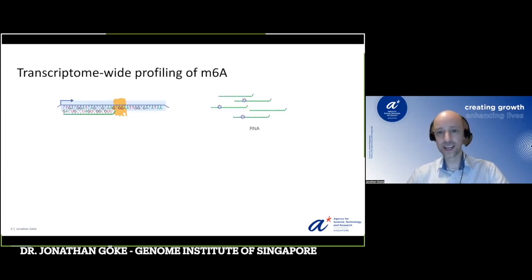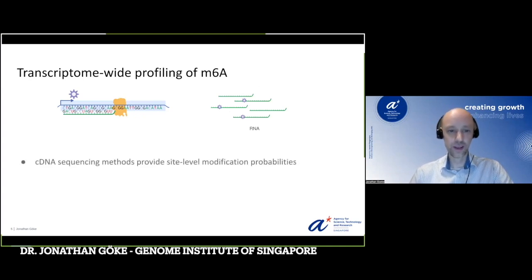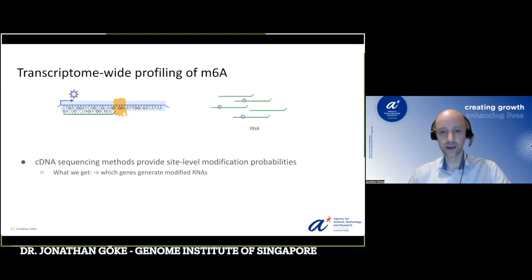And one way this could be done is, one way or another, we try to identify the RNAs that have this modification, what you can see here on the right. If we use short-read cDNA sequencing, we try to identify those parts of the RNA, map that back to the genome, and then we can identify those positions that have a modification. And that's what we call a site-level modification probability. Okay. So what we learn from that is we can find out which genes generate these modified RNAs.